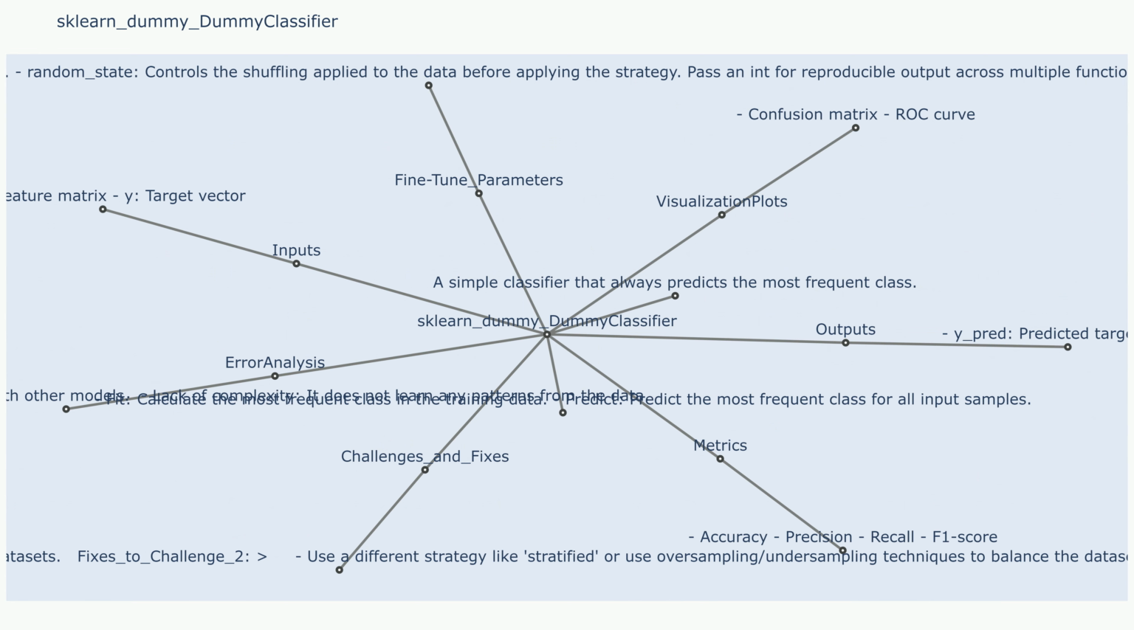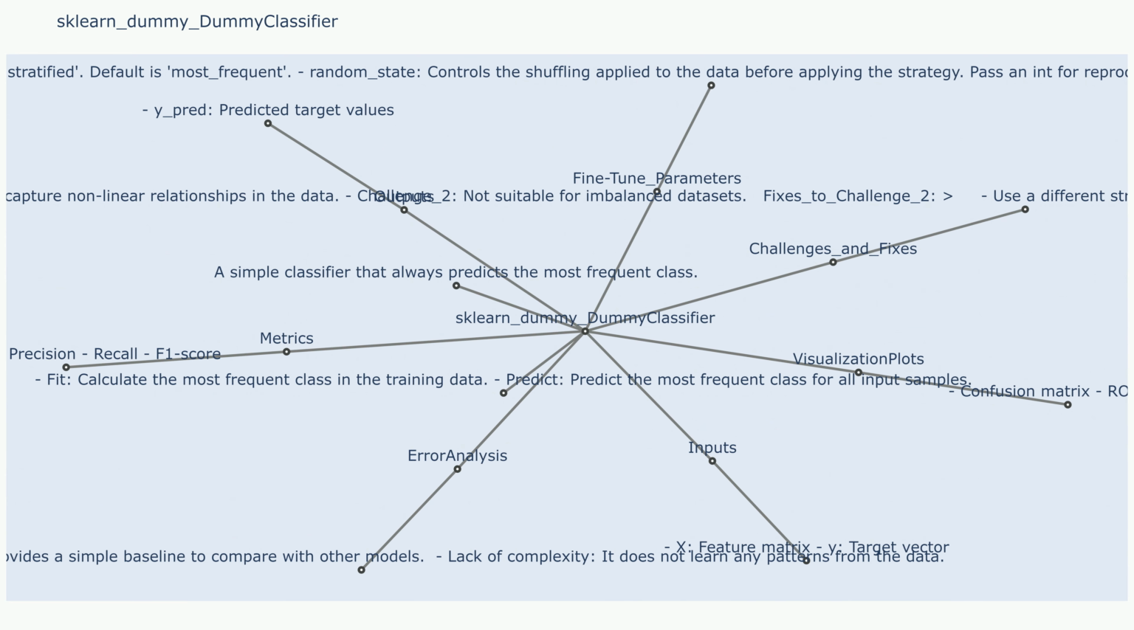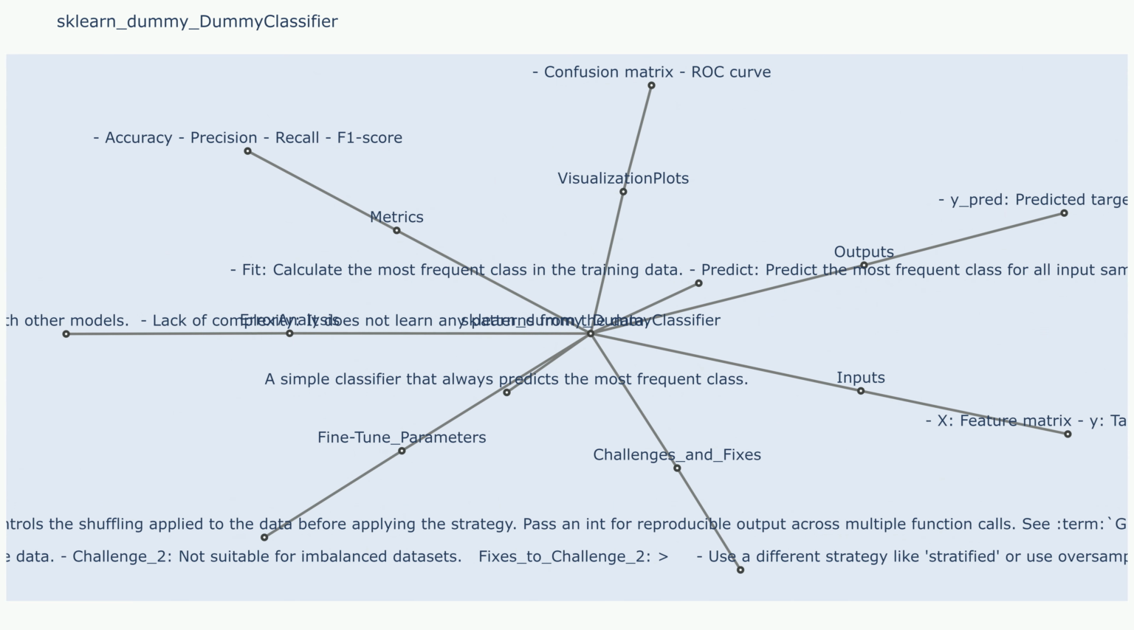Challenge 2: low performance: the model may have low performance compared to more sophisticated classifiers. Sample use case that resulted in challenge 2: using the prior strategy might result in low performance if the class distribution is significantly different between the training and testing datasets. Fixes to challenge 2: choose a more appropriate strategy for the given data. Consider using a more complex classifier.